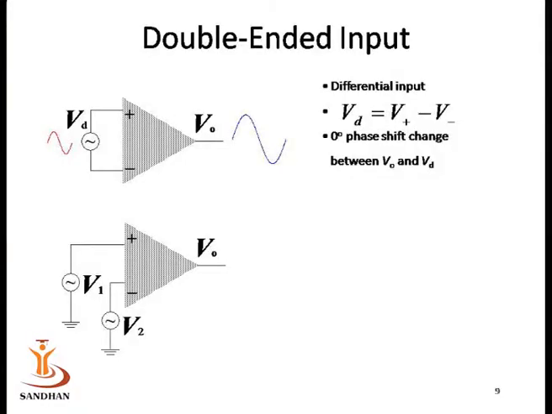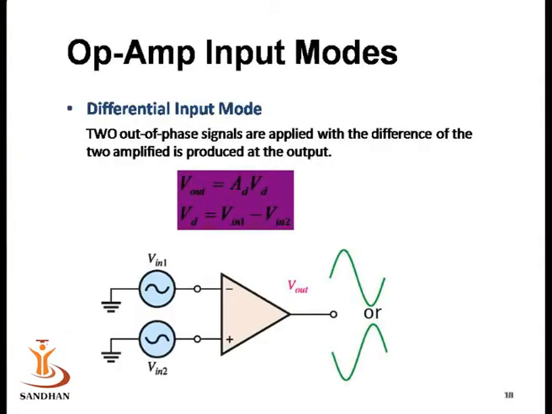Okay, the next method is double ended input. Simultaneously we have to give input to both the terminals 2 and 3. First is differential mode input. Here simultaneously V1 and V2 are given to the operational amplifier, and we get output which is 0 degree phase shift. Here the output is either inverting or non-inverting depending on the input, but here both the inputs are out of phase, and therefore we get the maximum output voltage.